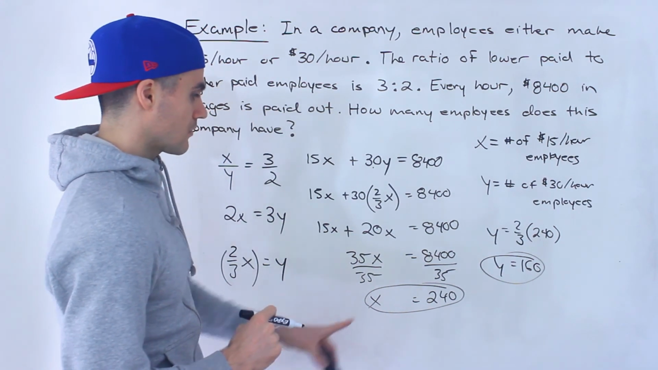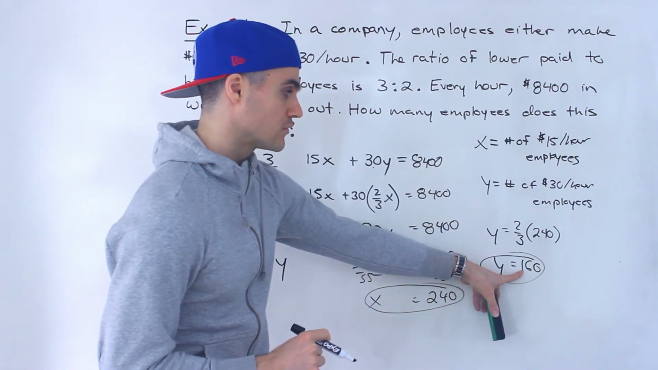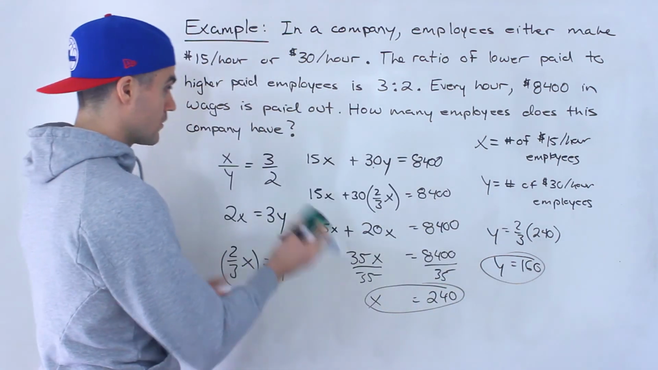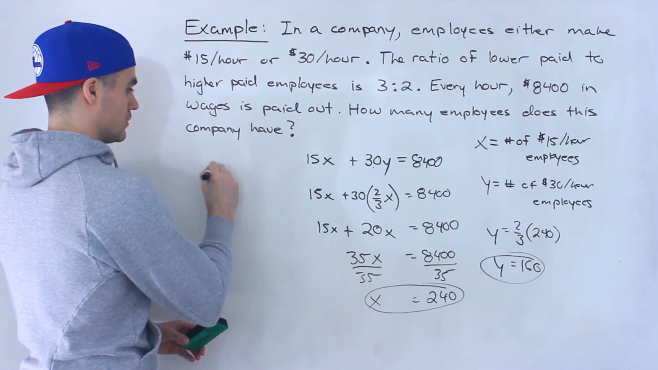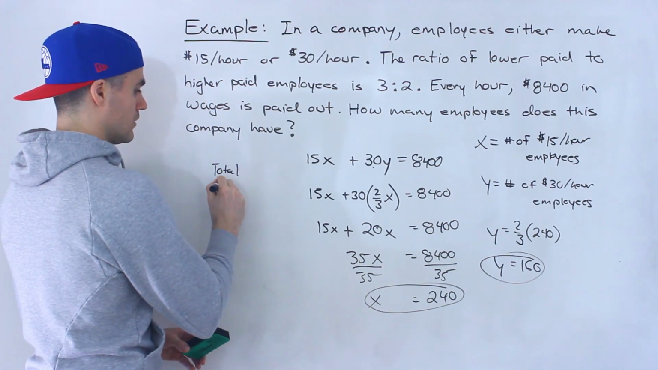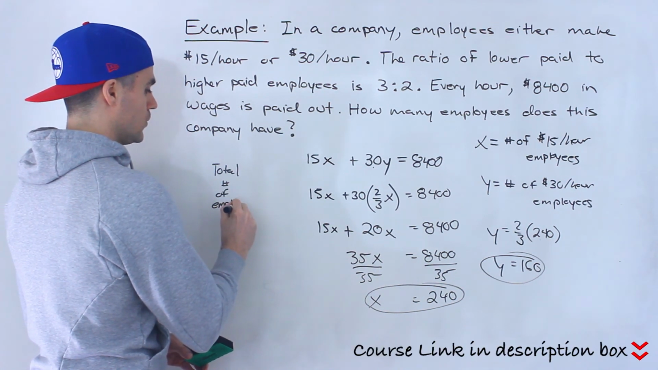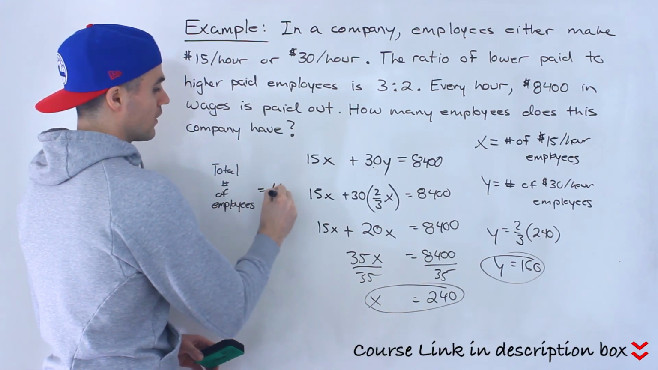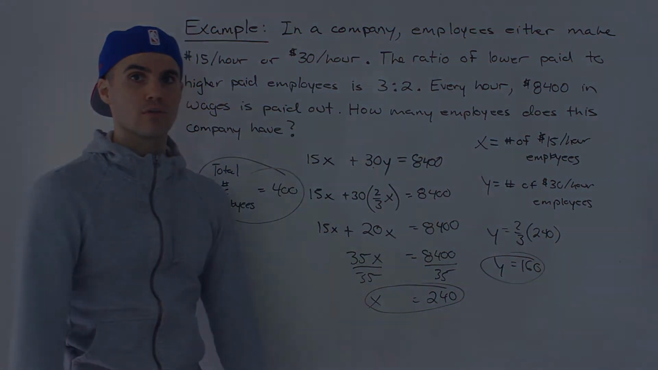So this is the number of employees making $15 per hour. This is the number of employees making $30 per hour. So the total number of employees in the company would just be the sum of those, which would just be 400. And so that ends up being the final answer to this question.